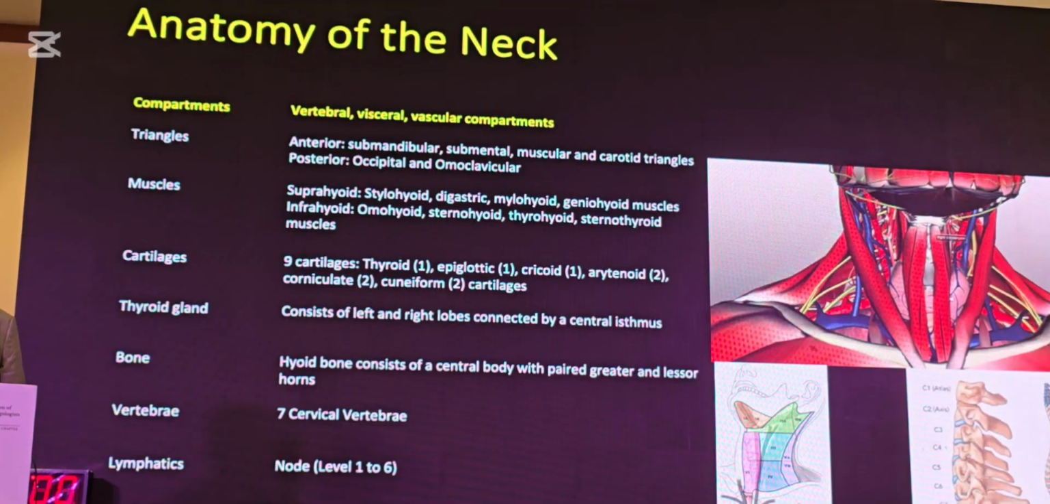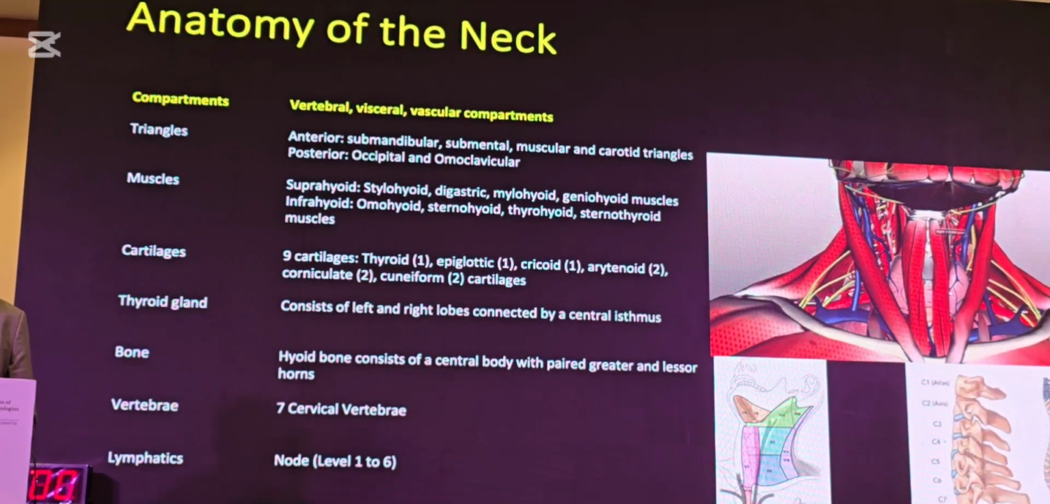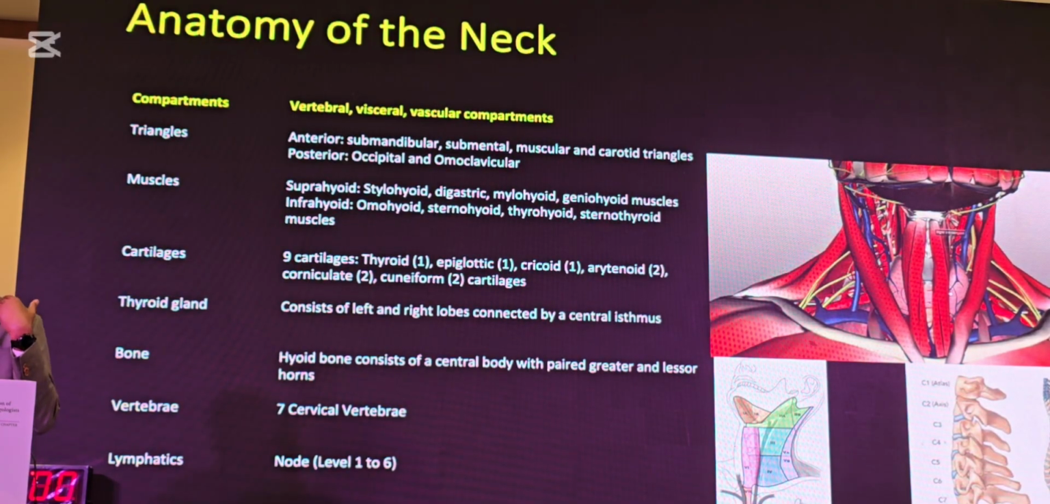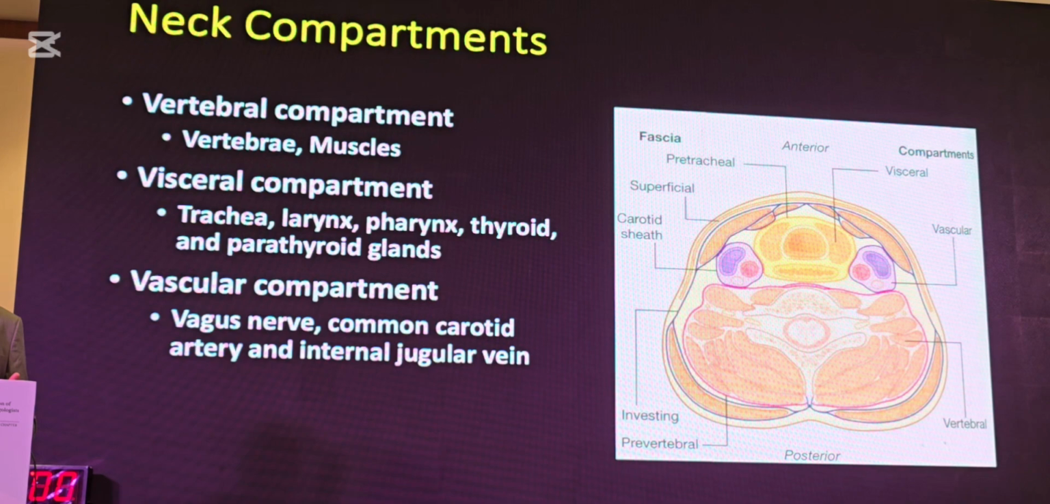There are 9 cartilages around. Sometimes they will be calcified, so that should not be mistaken for foreign body. Thyroid gland is another main structure which we would like to see. And bone structures: the only free one is the hyoid bone, above is the mandible, lower down is the spine of the cervical vertebra, clavicle, manubrium sternum, and lymph nodes and vertebra.